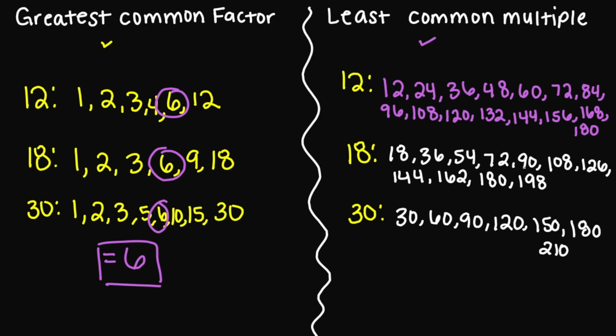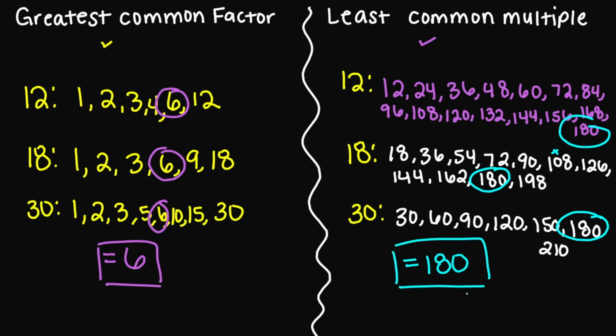The smallest multiple that all three numbers share is going to be the number 180, not 108. It's going to be 180. So your LCM here is going to be the number 180. This is the smallest common multiple that all three numbers share.